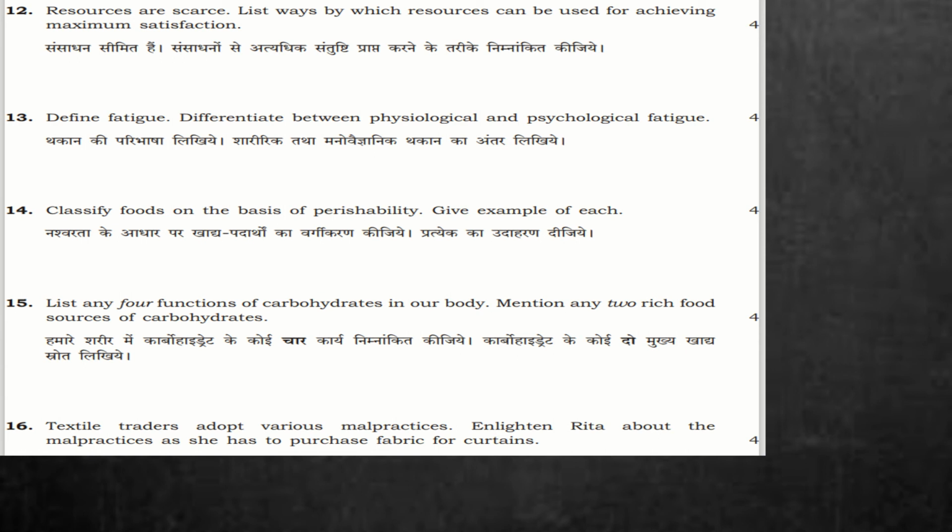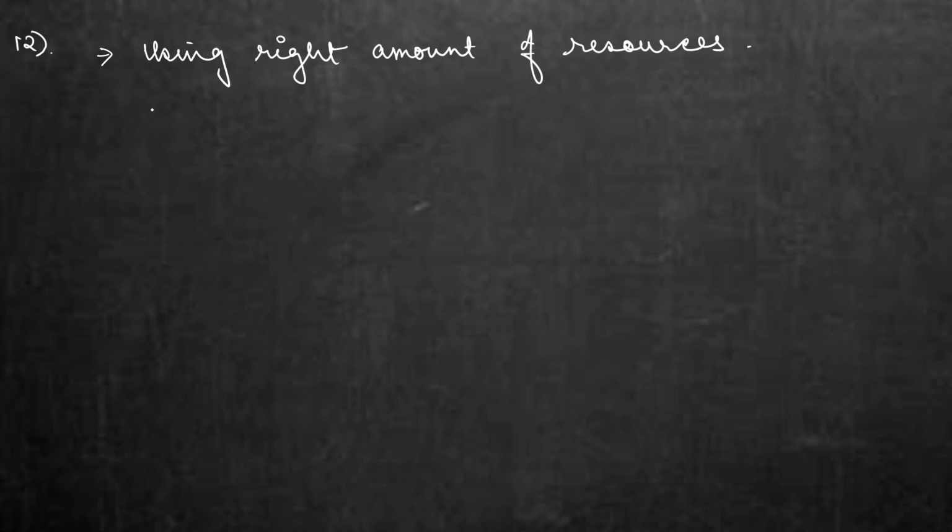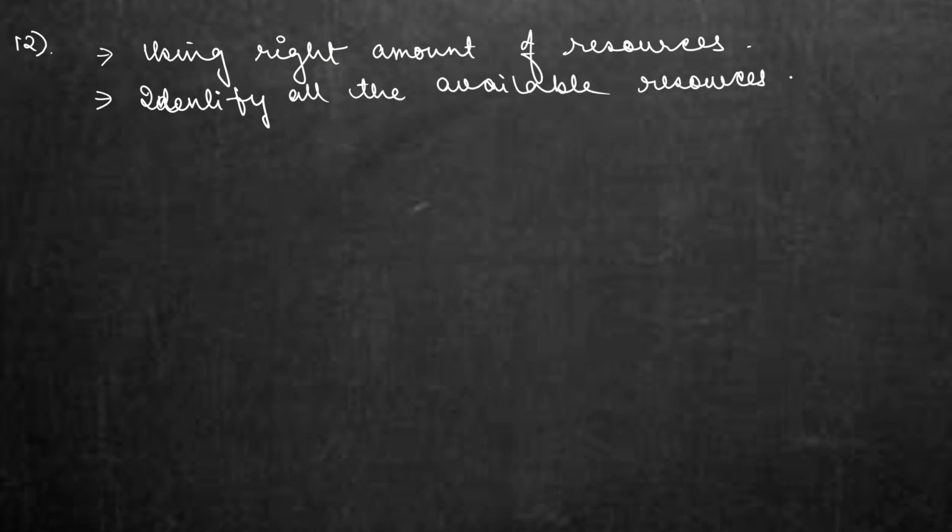Resources are scarce. List ways by which resources can be used for achieving maximum satisfaction. Resource means anything that has use. So how can the resources be used for maximum satisfaction? We can get the maximum satisfaction of resources by doing the following. Using the right amount of resources, not taking too much or very little. Identify all the available resources.